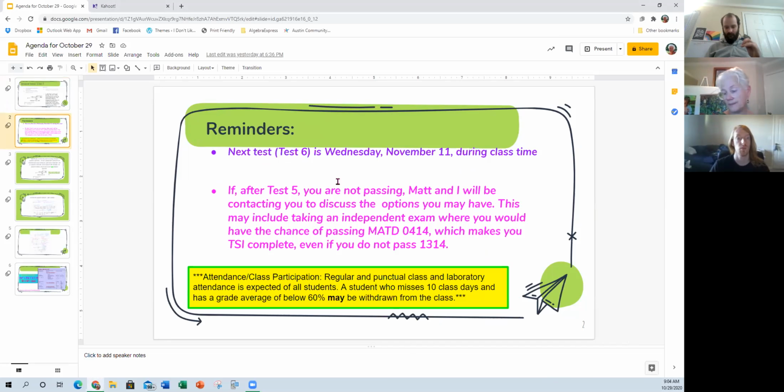You can pass the intermediate portion of the class, MATD 0414, even if you don't pass the 1314. Hopefully you'll pass both parts, but there is a possibility that you may just want to concentrate on passing the one part. Also, remember, guys, especially as we get closer to the end, attendance and class participation are definitely expected. If you miss 10 class days and have a grade average below 60, we can withdraw you from the course. We don't promise to do so, and we don't really want to, but it is our option. So make sure you know that.